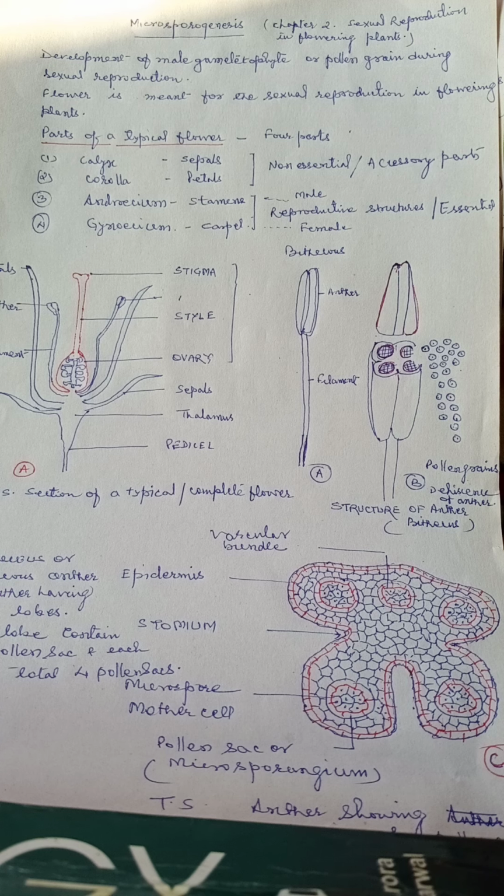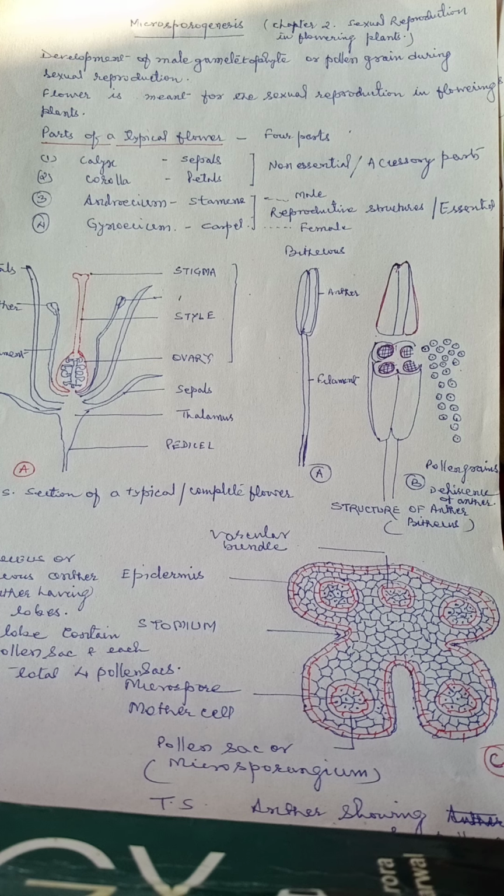You are well familiar with a flower. Flower is a reproductive structure of flowering plants. It consists of four parts. They are calyx, corolla, androecium and gynoecium. Unit of calyx is sepal, corolla petals, androecium stamens and gynoecium carpel. Out of these four parts, the first two are accessory parts or non-essential parts, and the last two, androecium and gynoecium, are essential or reproductive parts of flowering plants.